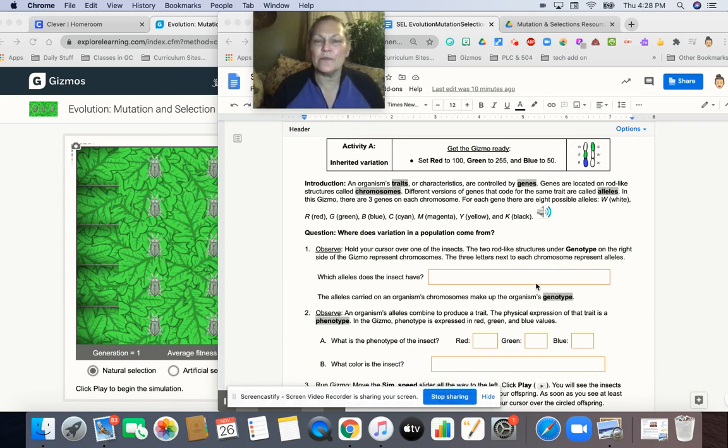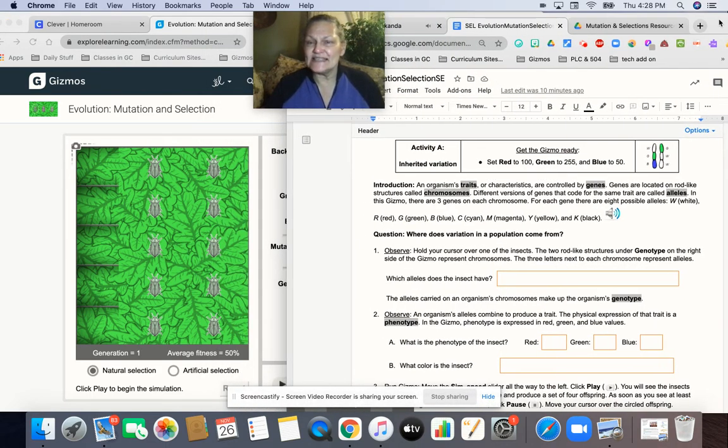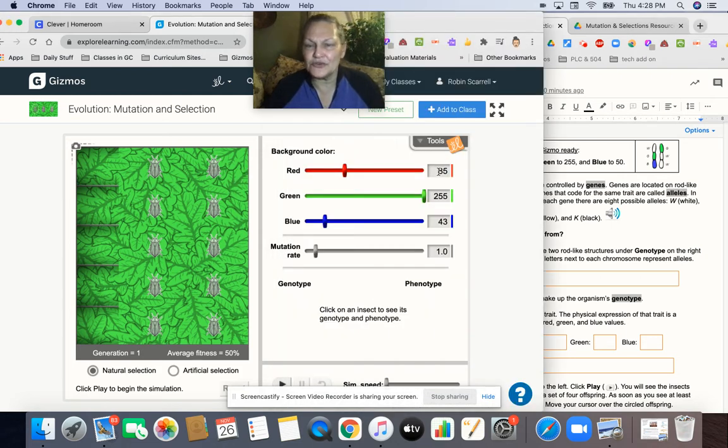Okay, so now we're back to the gizmo again, and we're going to look at activity A. It says to get the gizmo ready. So go back into the gizmo itself, and it says to set the background. Okay, so we're setting red to 100, and I just found out that you can change it in here, which makes it a little bit easier. You can change it in there.